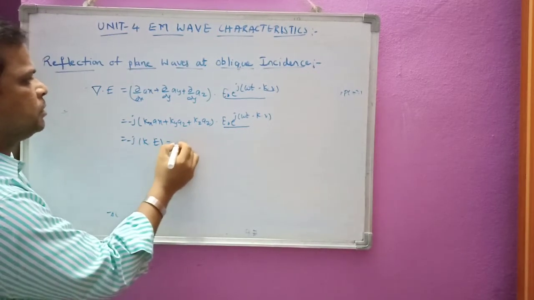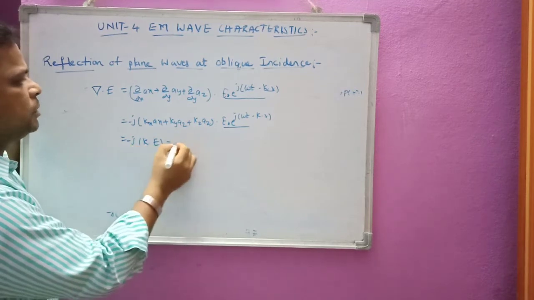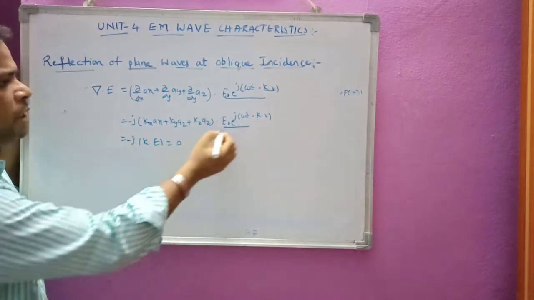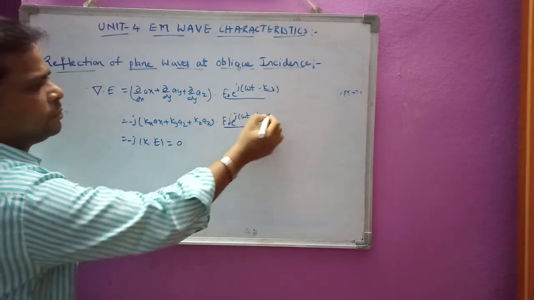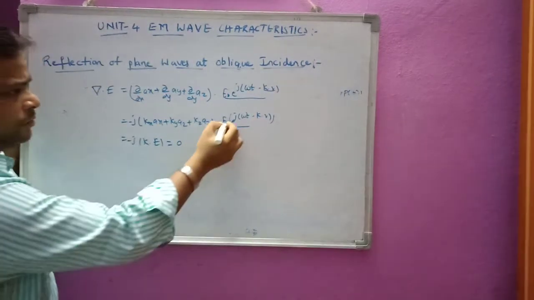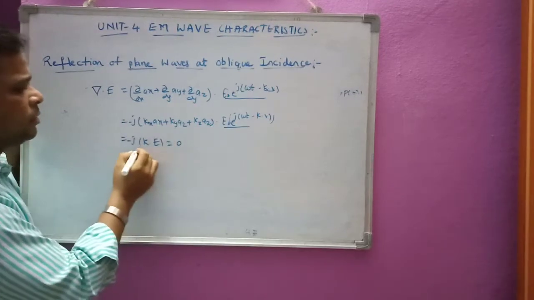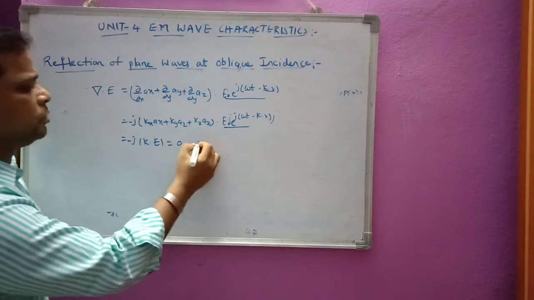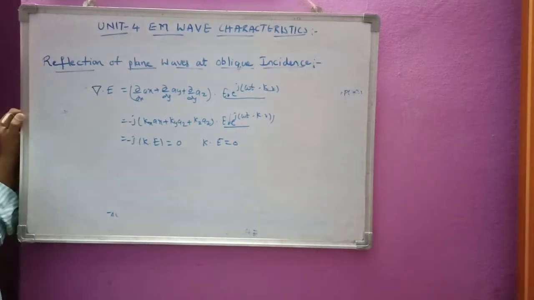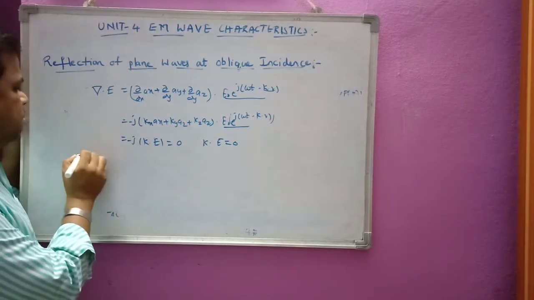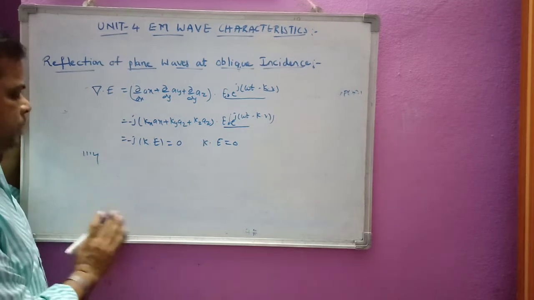Now that is actually equal to 0, because we don't have any vector here. That's why the dot product of this one is equal to 0. That is, I can write here k dot E is equal to 0. Now similarly I can take del dot H.